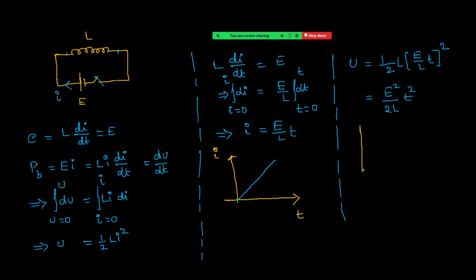So if you plot a graph for potential energy versus time, this will be parabolic. Our graph is like this. It is parabolic, right? So like this, we can calculate current as a function of time, potential energy as a function of time, and potential energy in terms of current, which is half L I square. Okay. Let us see the next problem.